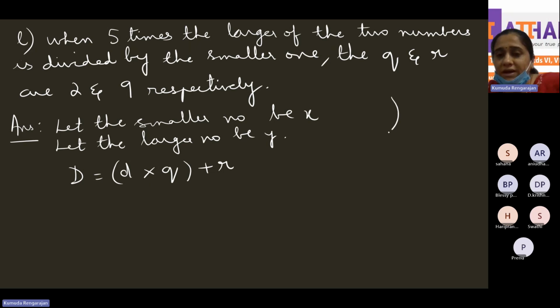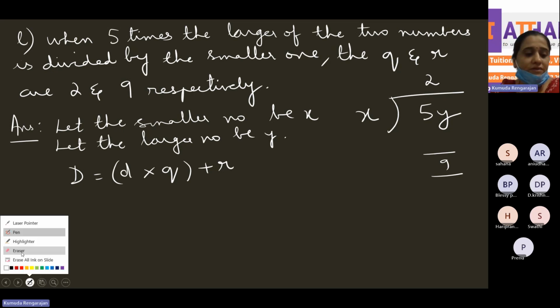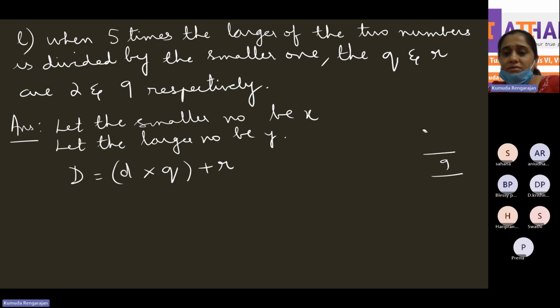So let me write it like this. When 5 times the larger of the two numbers, which is the larger of the two numbers? Y. 5 times that, so 5y, is divided by the smaller one. We get 2 as the quotient and 9 as the remainder. Correct? Just put it in the division form, then you will understand better.